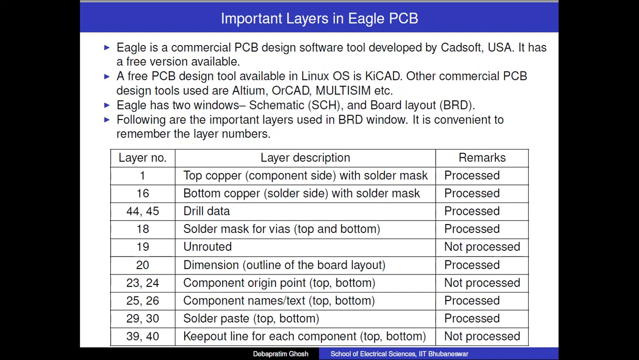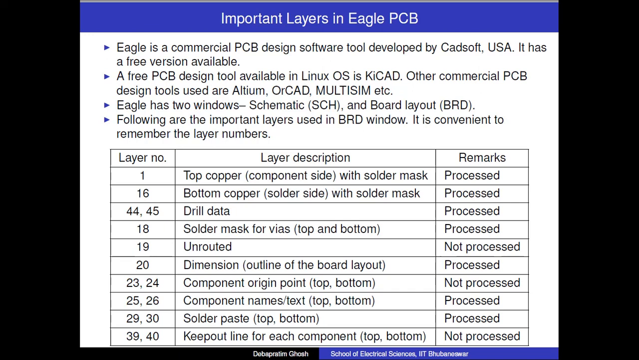Then comes unrouted, layer number 19. Unrouted is not processed, but will tell you if you have forgotten to convert any electrical connection into a copper track. We shall see this very shortly. Then comes dimension. What is the outline of your board? There is a thin white line, generally square or rectangular, which will tell you that the board size is so and so. That's a boundary.